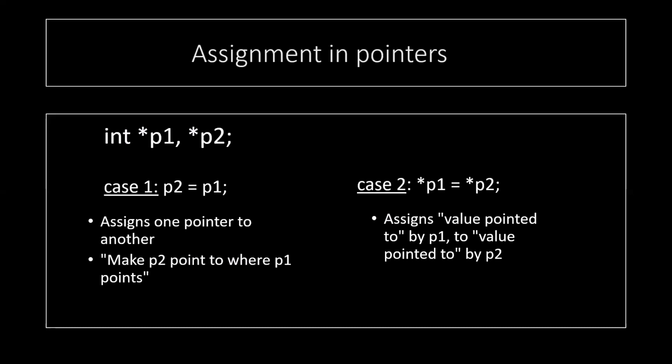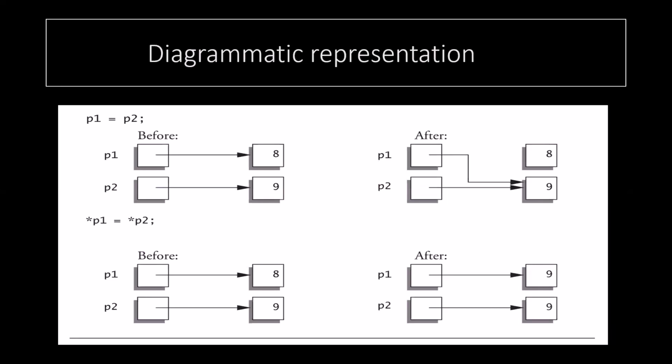Clear? Let's see a diagrammatic example of it. What we have here is p1 having some address value which is pointing towards 8, and p2 having some address value which is pointing to a value 9. Now after writing p1 equals p2, p1 and p2 are pointing towards the same address. So now p1 is also having the address of 9.